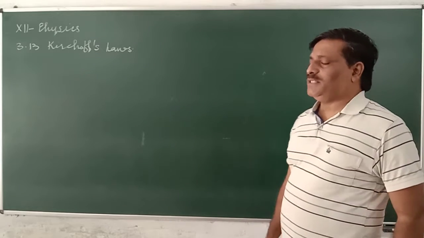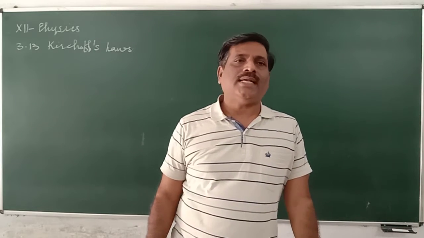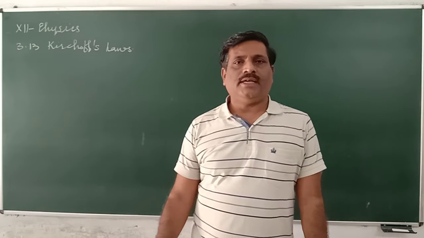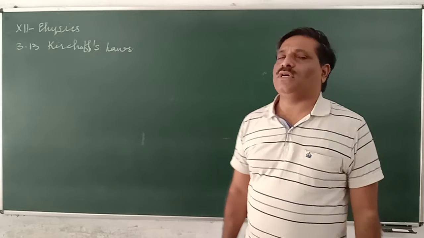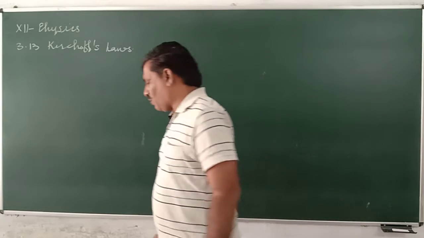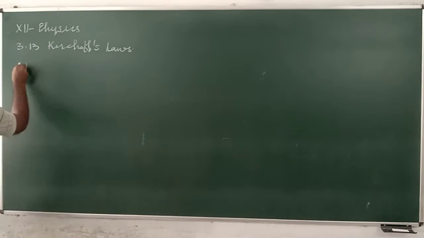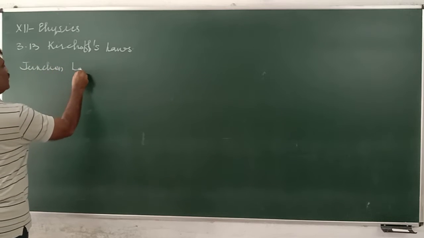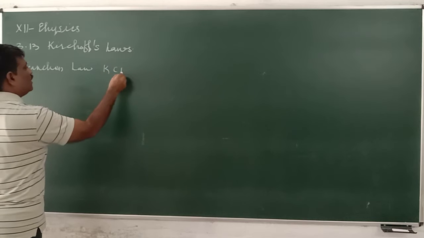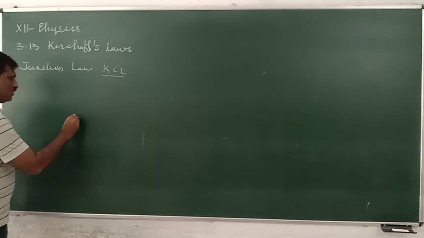The statement of this law of junction is: at any junction in the circuit, the current entering the junction is equal to the current leaving the junction. So it is called the junction law, or this is also known as Kirchhoff's current law, KCL.